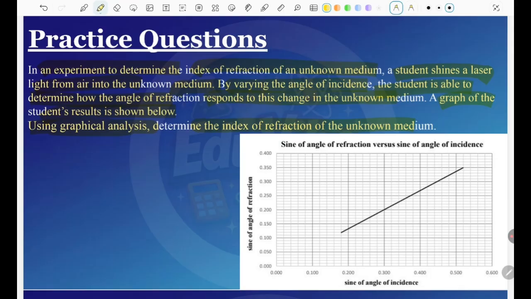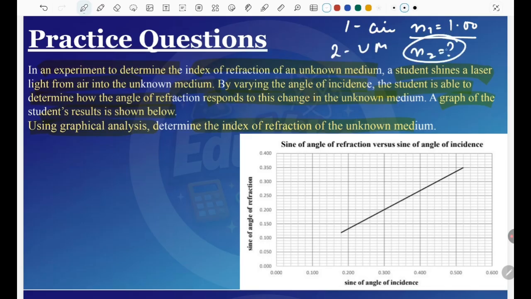So one medium is air, which is your n1, which is 1.00. And the second medium is the unknown medium that we have to find with that graphical analysis. They mentioned that we have sine of the angle, which is sine theta 1, and we have sine theta 2 over there. So we have a graph, and we have to find the slope. But we don't know what the slope is equal to.